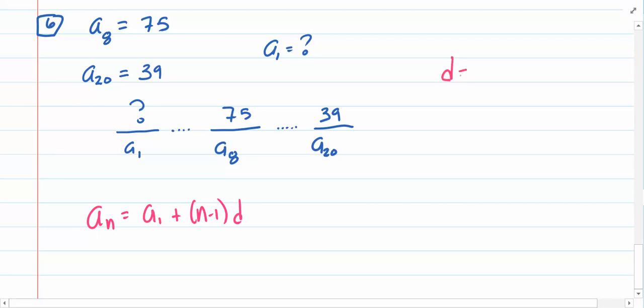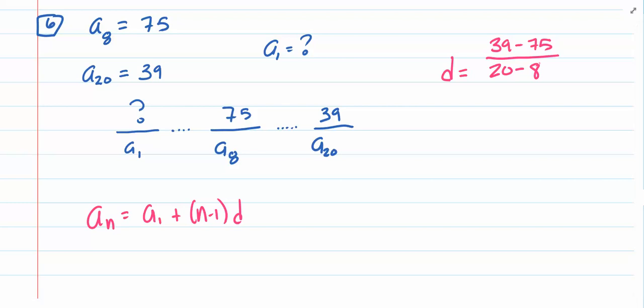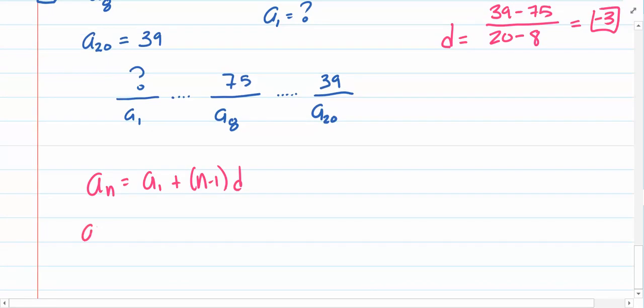Do you guys realize that the difference is the slope? The slope formula, check it out. 39 take away 75 divided by 20 take away 8. The difference of the term values divided by the difference of the term locations totally makes sense. Therefore, I get a value of negative 3. So we have a difference value now of negative 3. I'm going to use that in my formula here. a sub n is equal to a sub 1 plus n minus 1 times negative 3.